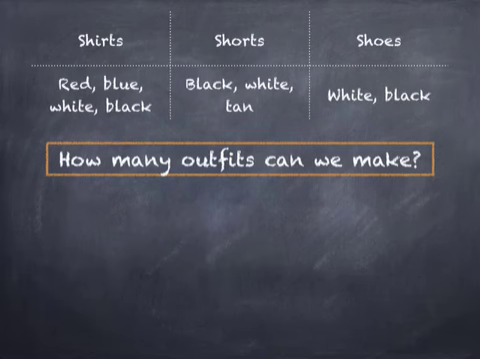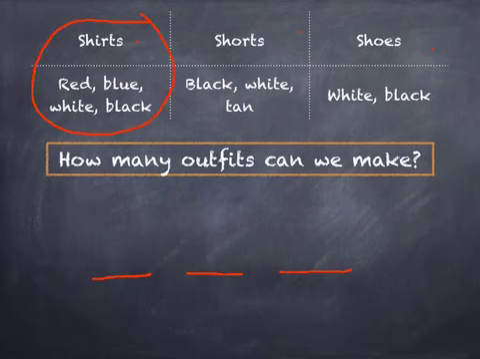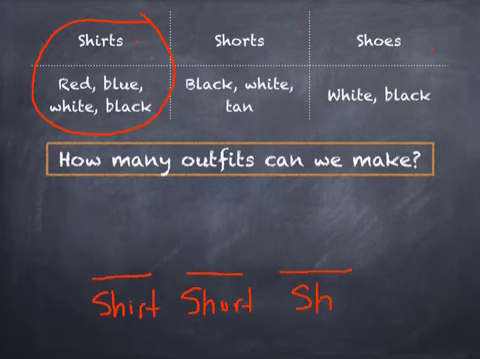So we're looking at this outfit selection, and we have shirts, shorts, and shoes. And we want to know how many outfits we can make. We have red, blue, white, or black shirts, black, white, or tan shorts, and either white or black shoes. So what we do with the fundamental counting principle is we have one line for each event. So the first event or outcome is the shirts. This is for the shirts, this is for shorts, and this is for shoes.